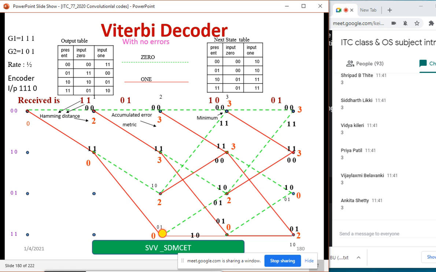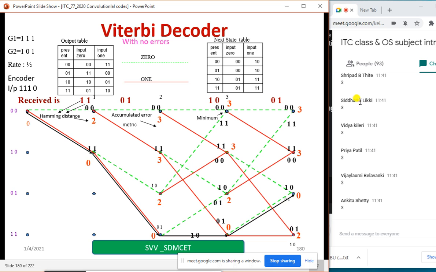Again from here I have 2 options. I can go either this way or this way. Which is minimum? This is minimum, I will come here. After this, again I have 2 paths, one is this, another is this. Which is minimum? This is minimum, 0 weight. So hence the Viterbi decoder detects this as 1, 1, 1, 0. How? Solid lines are 1, dotted lines are 0. So this is the way how a Viterbi decoder works.